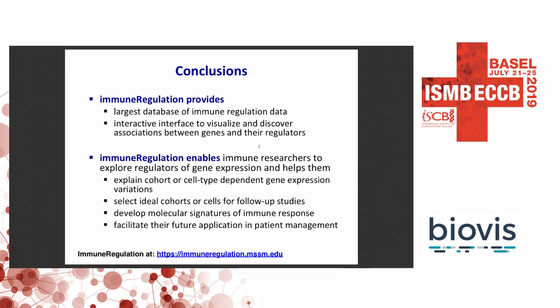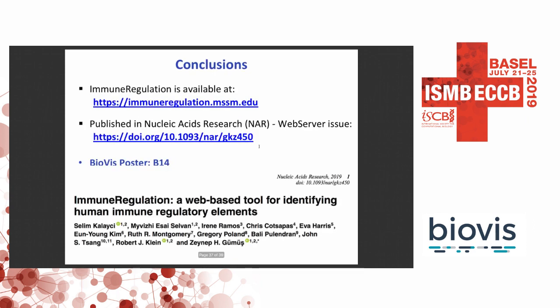So in conclusion, ImmuneRegulation provides the largest database of immune regulation data and an interactive interface to visualize and discover associations between genes and regulators. It enables immune researchers to explore regulators of gene expression to explain cohort or cell type dependent gene expression variations, select ideal cohorts or cells for follow-up studies, develop molecular signatures of immune response, or facilitate their future application in patient management. All these different types of applications are some of the things for which ImmuneRegulation would be useful.